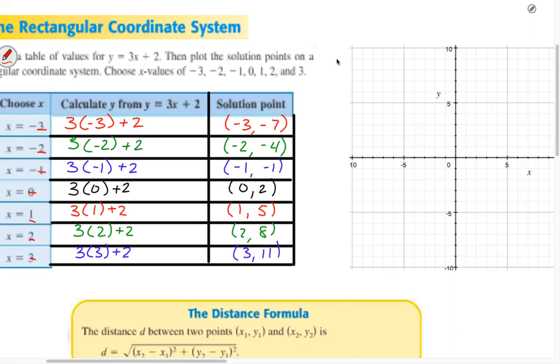Now let's plot these points. Let's go over to our graph and plot -3, -7. We're going to plot that, and I hope that these points turn out all right. -2, -4. -1, -1. 0, 2. 1, 5. 2, 8. And 3, 11.